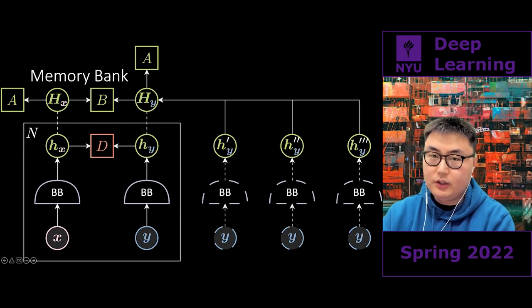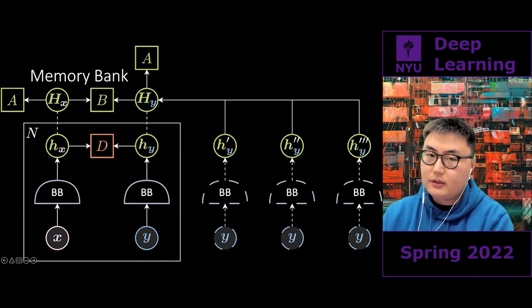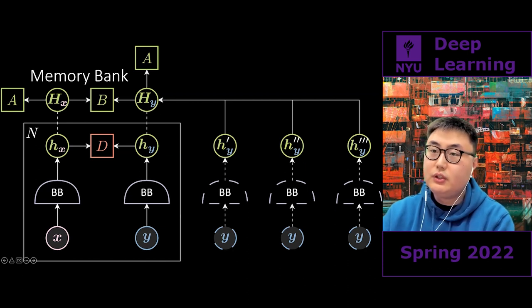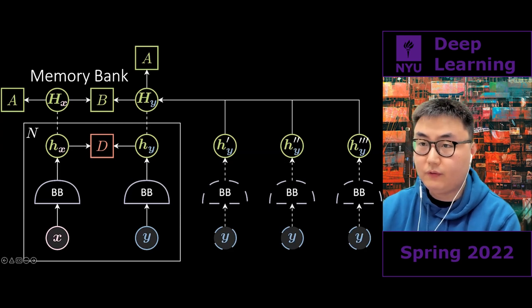However, there's an issue with that. The issue is that the backbone is updated every step. So after a while, the negative samples are not that valid anymore, because the backbone here and the backbone there may already be really different, so their representations are really different. If you do contrastive learning on that, you will see a clear decrease in your performance.